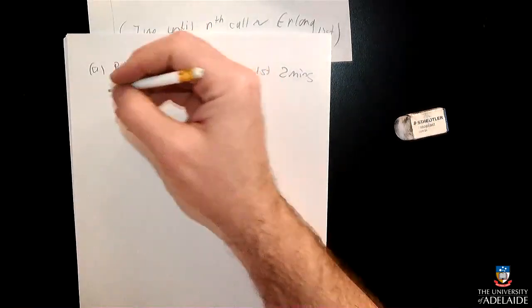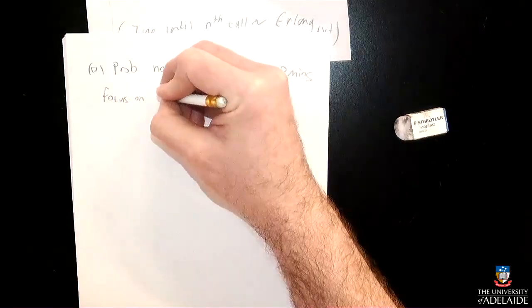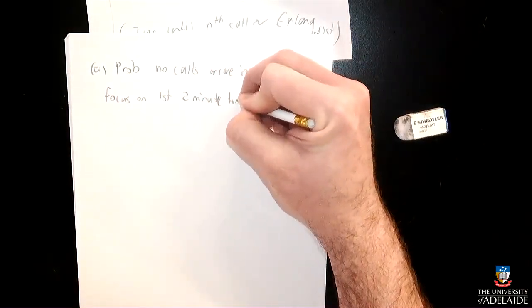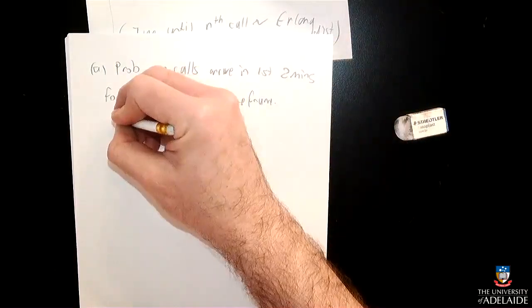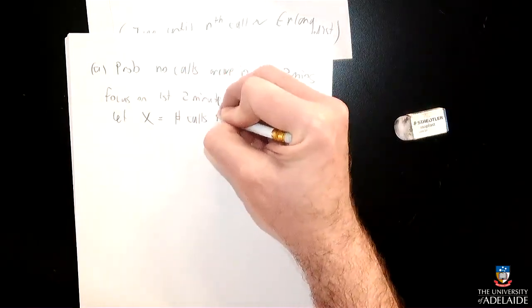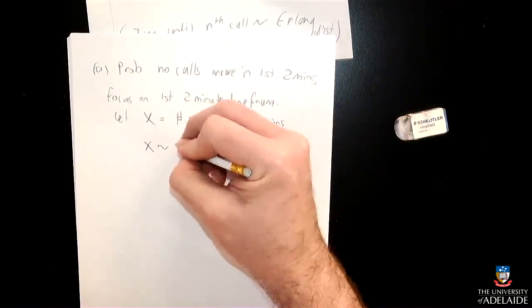All right. Well, why don't we say on the first 2 minute time frame, and let X be the number of calls in the first 2 minutes. Then X will be a Poisson distribution.